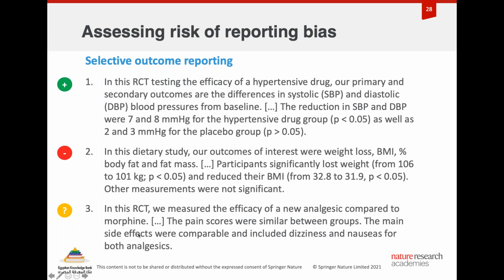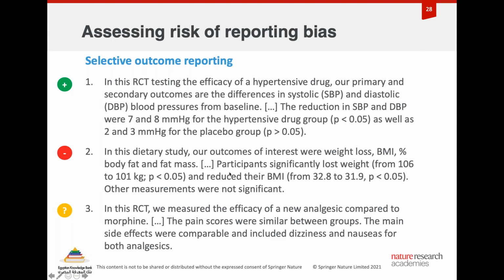On the option 3, so in this RCT, we measured the efficacy of a new analgesic compared to morphine. The pain scores were similar between groups. The main side effects were comparable and included dizziness and nausea for both analgesics. So again, this is unclear because the data is simply not being shared. Anytime there's unclarity, please contact the authors. So yes, when you're doing a systematic review, you have to evaluate every one of your studies on all of these different dimensions to be able to assess any potential biases that could affect the data reliability, accuracy, or reproducibility.